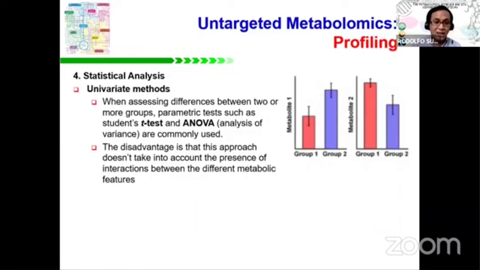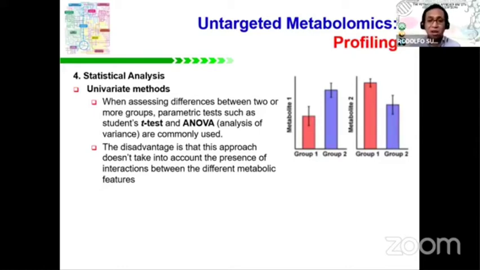Okay, and lastly, the statistical analysis. And again, happy that Dr. Lacerna mentioned this statistical analysis. Traditionally, we do two types of statistical analysis, the univariate and multivariate. Perhaps the more familiar to you is the univariate method, such as t-test and ANOVA test.